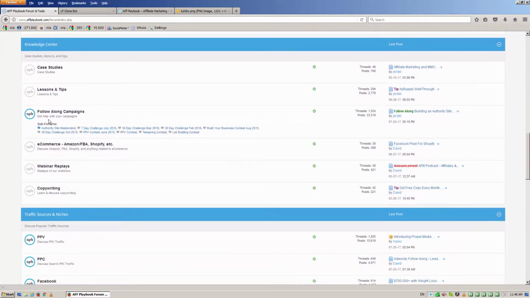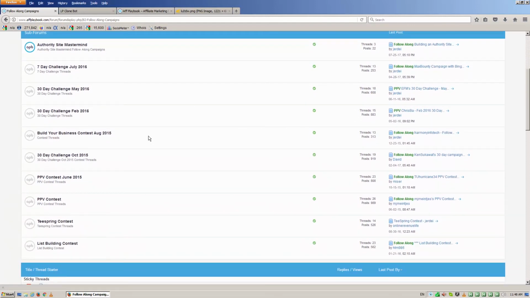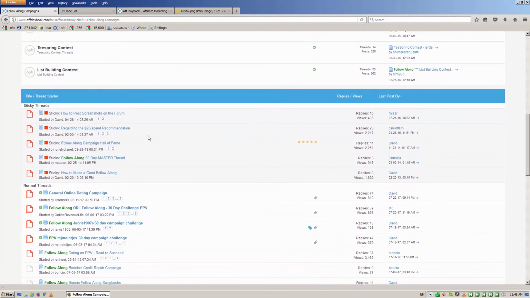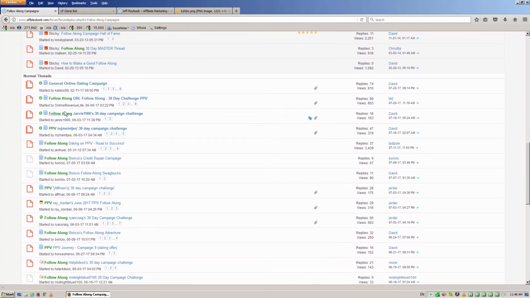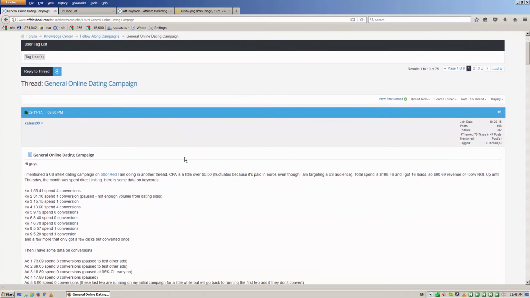And follow along campaigns are one of the main features of the forum as well. Basically, these are campaigns that are diaries from affiliate marketers and forum members that start a new campaign, and every day or every few days, they will update how their campaign is going, what they're doing, where they're buying traffic, how they are split testing, the quality of their traffic and what they're trying.